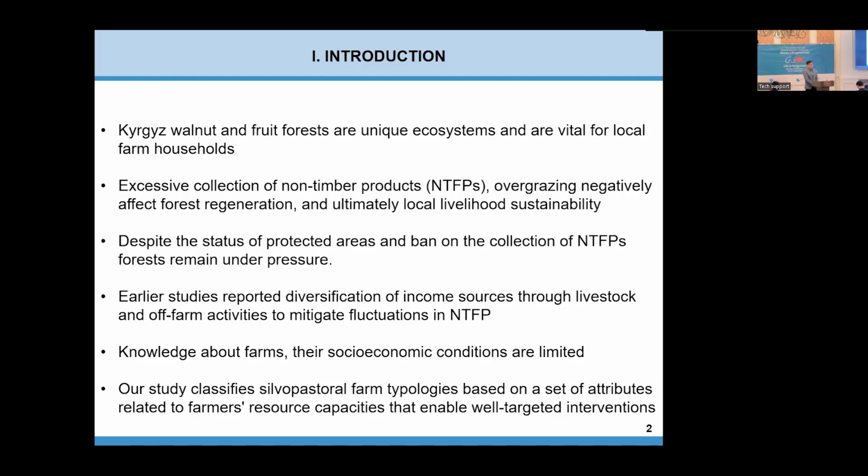Our study aims to classify local silvopastoral farm households into different homogeneous groups of farms, so that we can precisely target the interventions that can be applied to these farm households in order to ensure their sustainable farm production and collection of non-timber forest products. For that, we use multivariate analysis to delineate the farms into groups with similar problems and development opportunities.